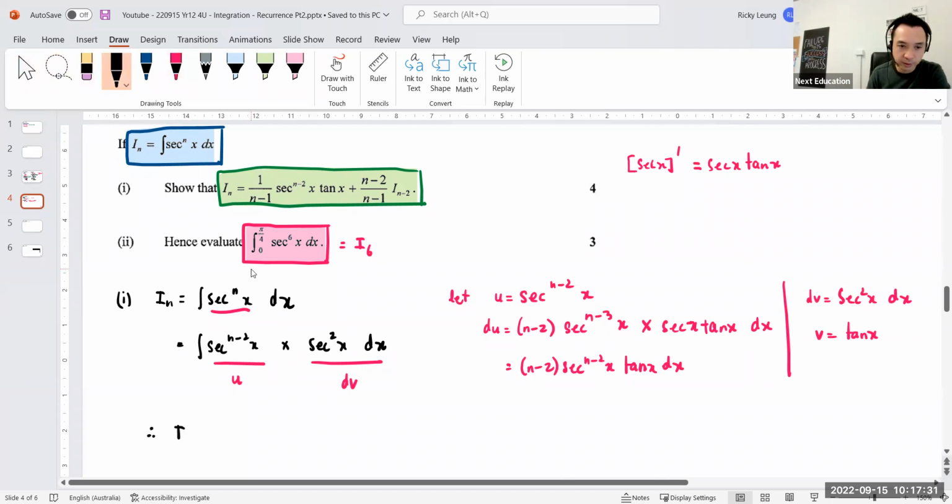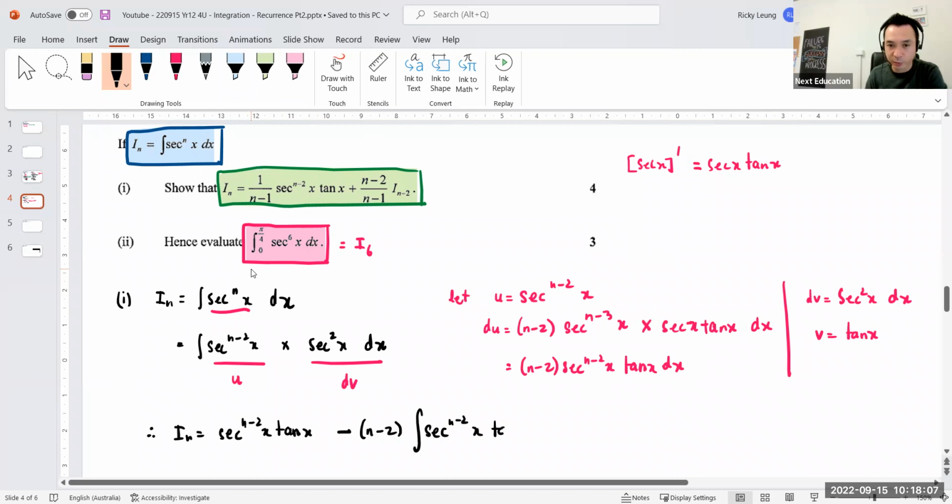Therefore, I_n equals uv. No limits, right? No limits, so it'll be just sec. I'm just looking at the order here, so they write out sec tan, so I'll do the same. Sec^(n-2) x tan x minus, that's a constant, right? So it'll be n minus 2 times the integral. This guy times this guy is tan times tan. Absolutely on the right track, right?